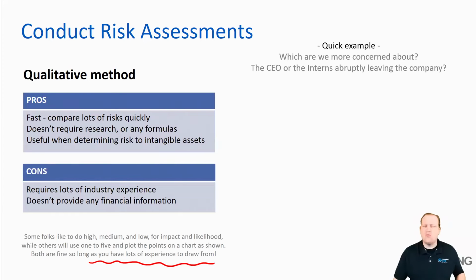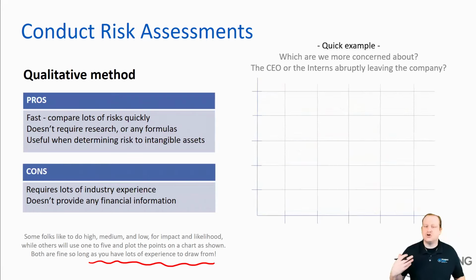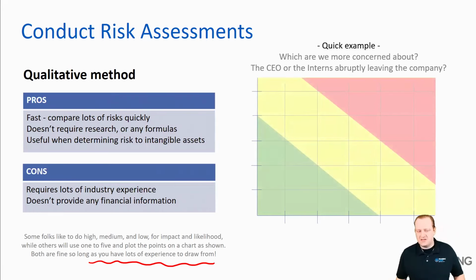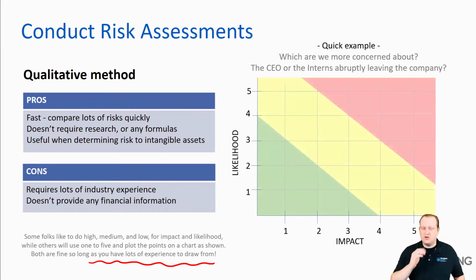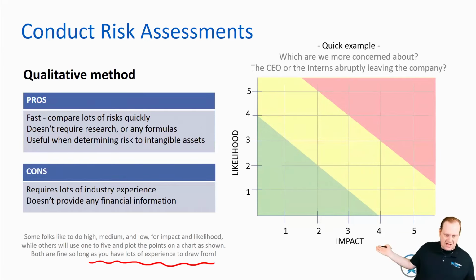What are we more concerned about? The CEO or an intern abruptly leaving the company? Now, in one company, the answer might be the CEO. In another company, it might be the interns. It is purely about this company here, and thereby only something an insider at that company, again, with lots of experience could do. But let's say we do imagine a chart here, and we're going to use that 1 to 5 approach with likelihood 1 to 5 on the left and impact 1 to 5 down here on the bottom.